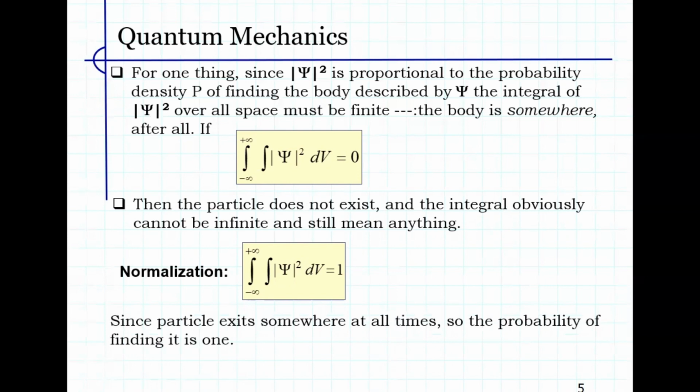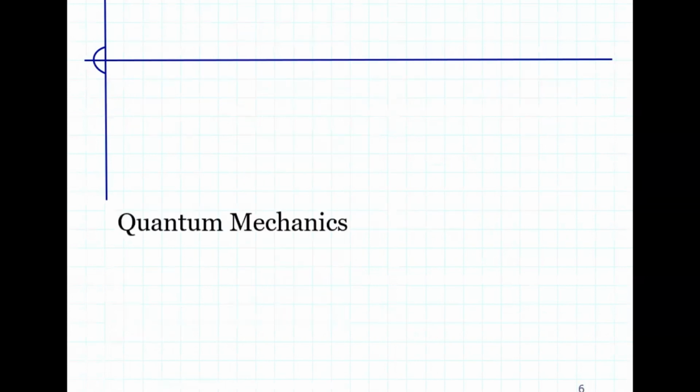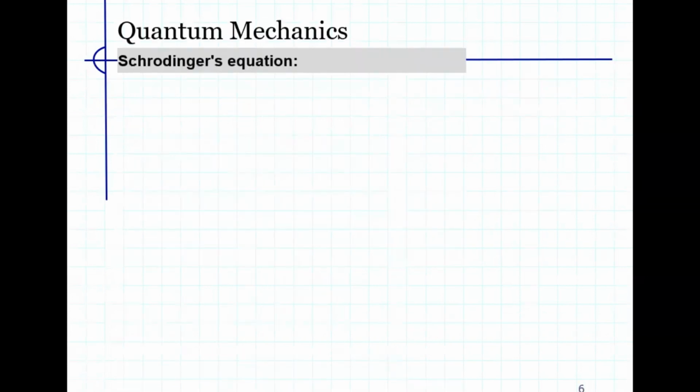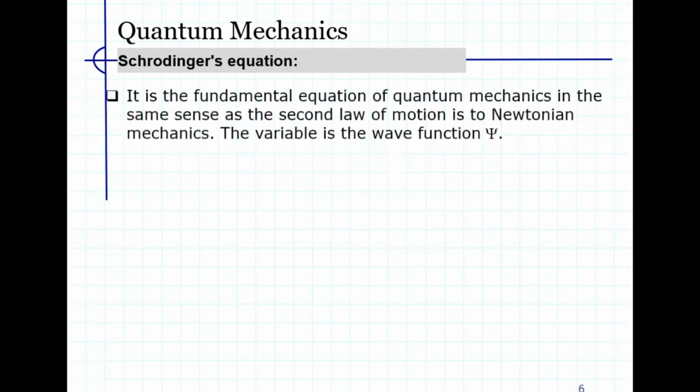Since the particle exists somewhere at all times, the probability of finding it will be equal to 1. Quantum mechanics has a fundamental equation called Schrodinger's wave equation. It is the fundamental equation of quantum mechanics, similar to the second law of motion, as the second law of motion is for Newtonian mechanics. The variable is the wave function psi.